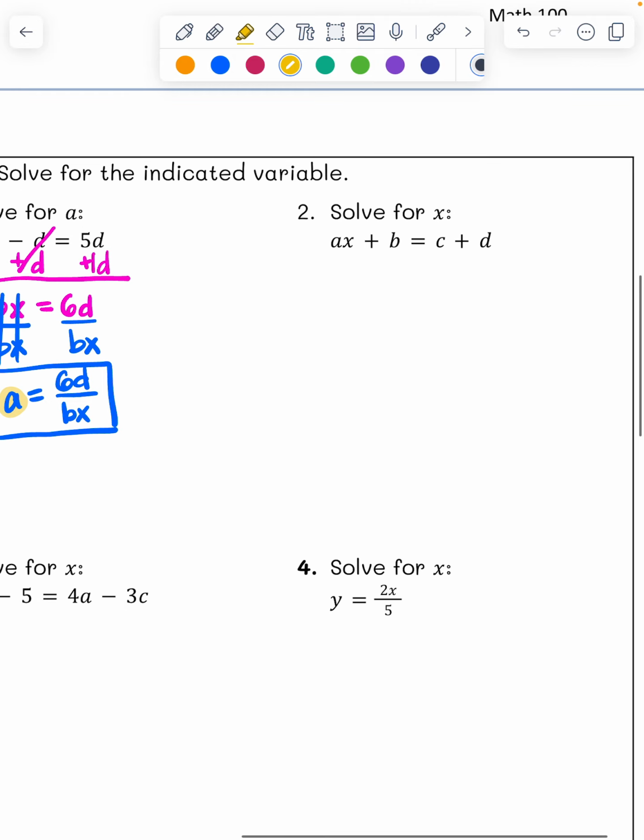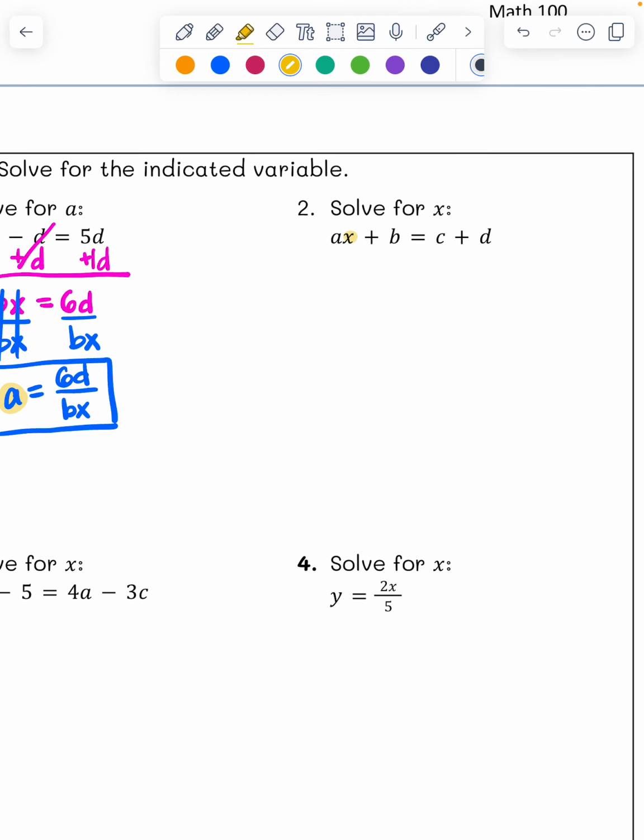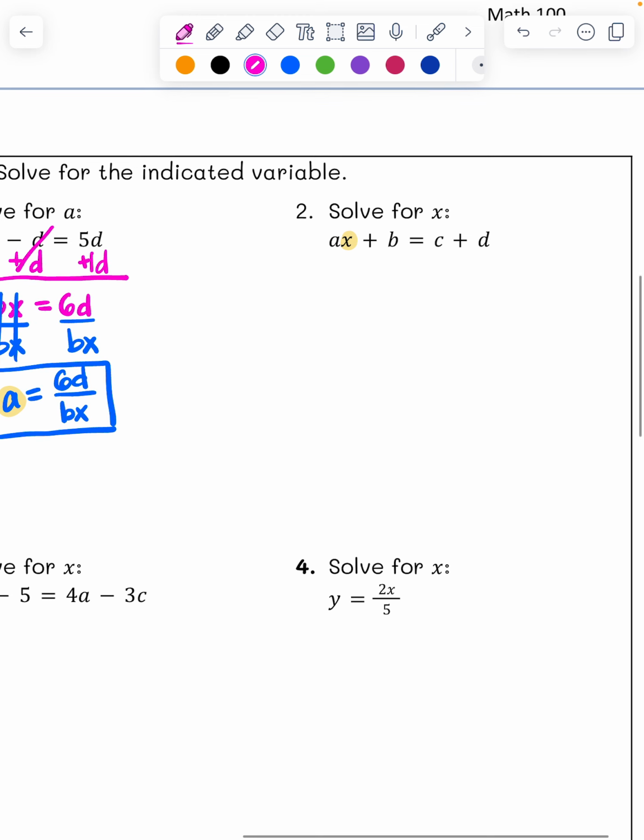Number 2, we're going to solve for x. So highlight x and start with the term farthest away from x of the terms that are on the same side of the equal sign. So I'm looking at ax plus b. b is farthest away, so I will get rid of that first. Subtract b. Now I have ax equals, now b, c, and d, none of those are like terms, so I'm just going to tack it on to the end. c plus d minus b.